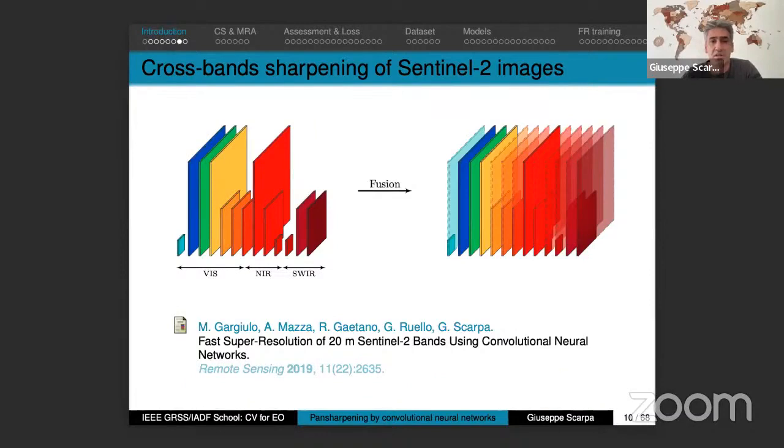This is especially summarized in this slide. In some works, only the 20 meter bands are super-resolved. It is the case of our work that I'm citing here, but there are also works where the 20 and the 60 meter bands are jointly brought to 10 meters.